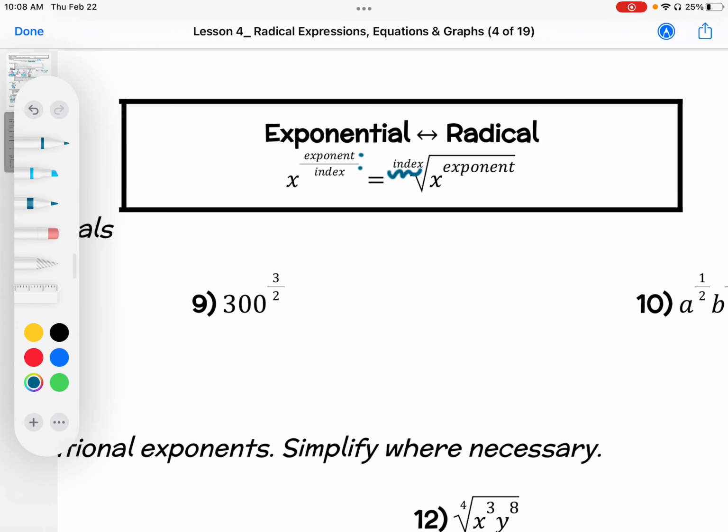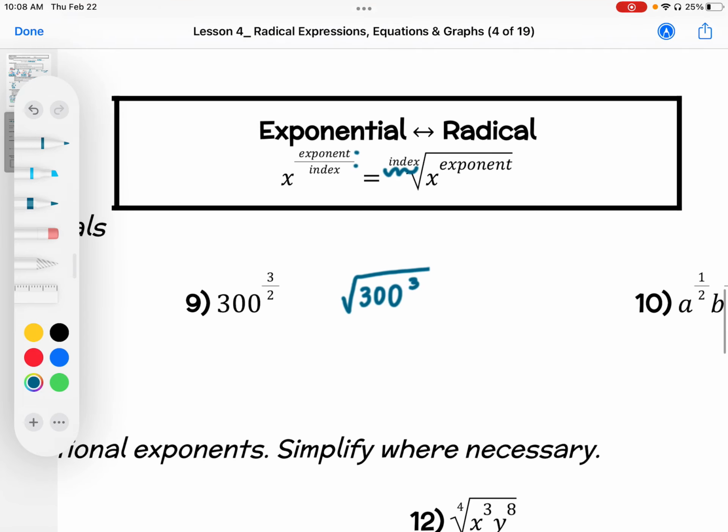All right, looking at the next one, we just have a number now. So we're going to go ahead and write this. We have the square root of 300 cubed. So we have a square root because the denominator is 2. Square root means we have an index of 2. And we have 300 three times. So we could type it into the calculator, but it's going to be a very big number. So what we're going to do is we're just going to go ahead and write 300 three times.